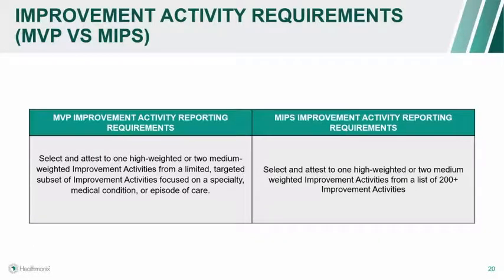And so for improvement activities, the MVP and MIPS reporting requirements are similar. They are both to select and attest to 1 high-weighted or 2 medium-weighted improvement activities. And the difference is that the MVP has a specific subset of improvement activities focused on that specialty. With MIPS reporting, the clinicians or groups can select activities from a list of 200 plus improvement activities.